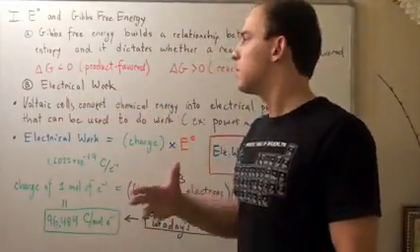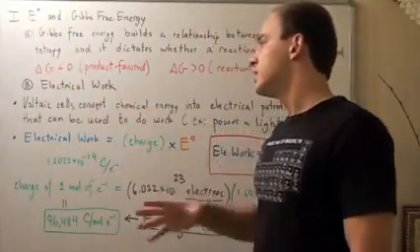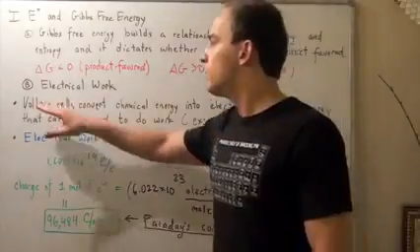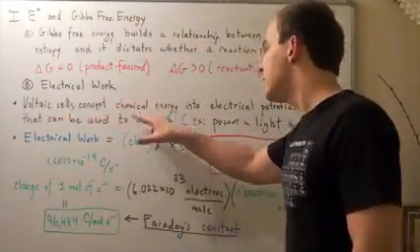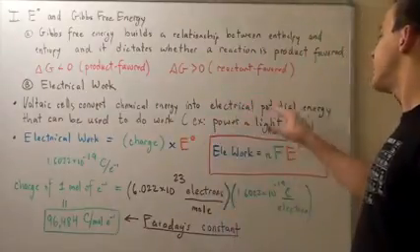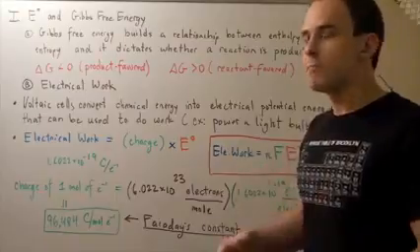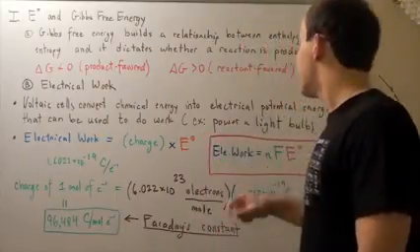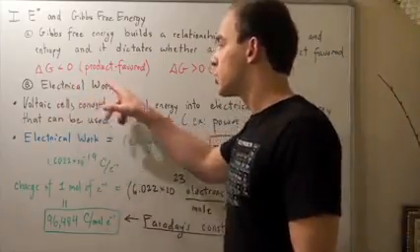We already spoke about electrical work when we spoke about electromotive force, but let's revisit this topic because it becomes important. Voltaic cells or electrochemical cells convert chemical energy into electrical potential energy that can be used to do work, for example, power a light bulb or power a motor. This electrical potential energy is also known as electrical work.